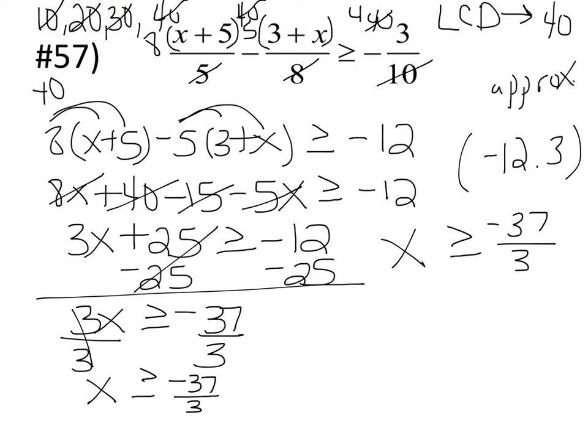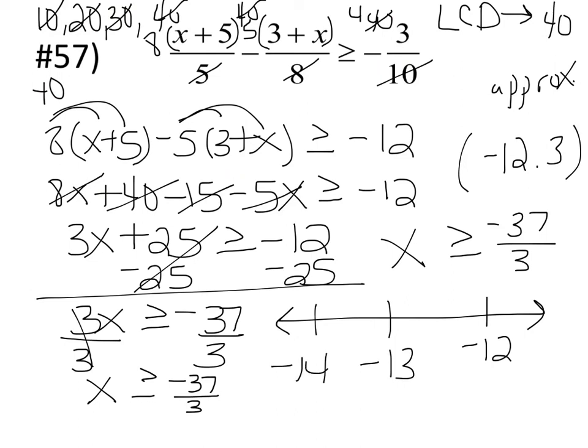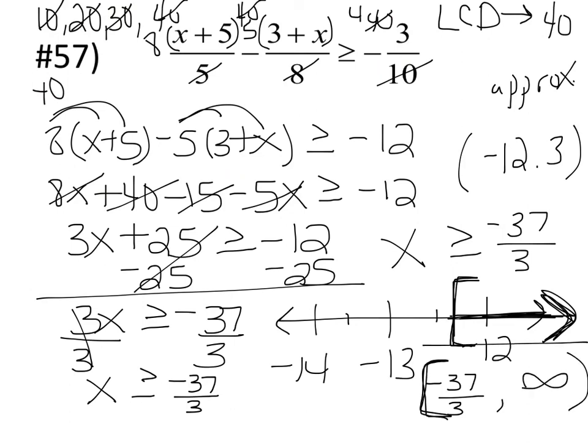So when we go to graph it, remember we're talking negative numbers, so let's go negative 12, negative 13, negative 14. And we'll do our little halves too. So negative 12.3 will be about right here. And I want greater than or equal to, so it's going to be a bracket, about right here. And we're going to shade in this direction. Since the variable's first, we shade in the direction the arrow's pointing. So it's going to be negative 37 thirds. It's a bracket because there's a bracket on the graph. And it's going to go to positive infinity, which is always a parenthesis.